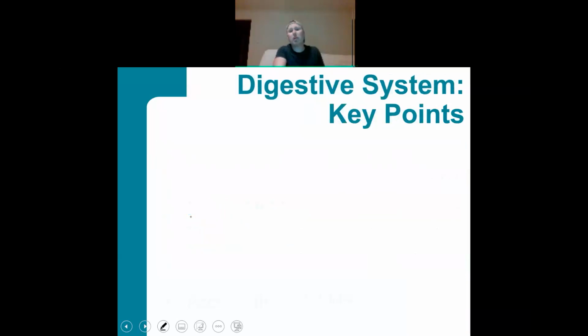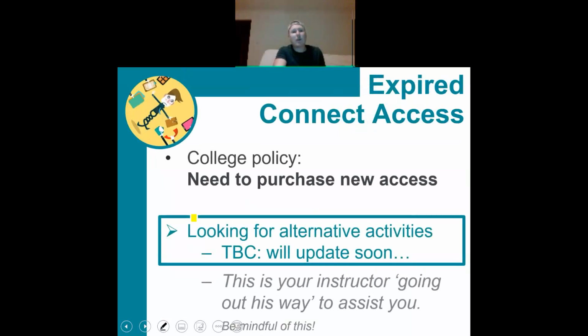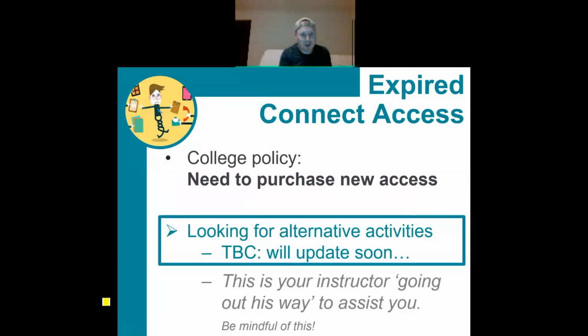We're going to go through the key points of the digestive system, but just in case someone needs to head off or there's other things that pop up, I do want to show you a couple of points. This one we've already seen before, that if your Connect access code has expired, college says that you need to purchase a new one, but I realized that at this point of the semester, no one wants to buy a new access code because we're almost done. So I am working to get the alternative assignments for those.